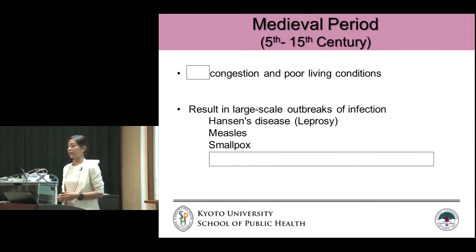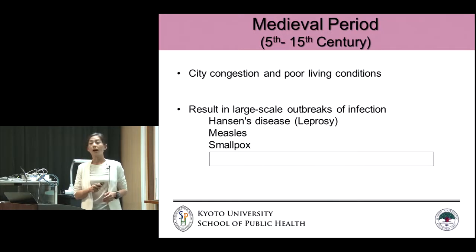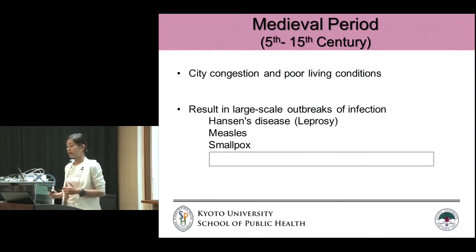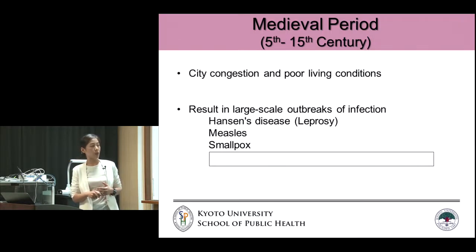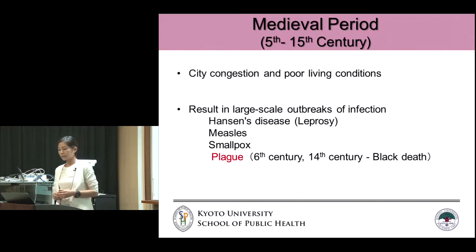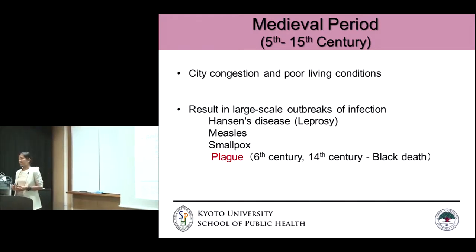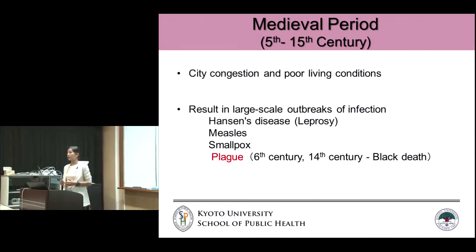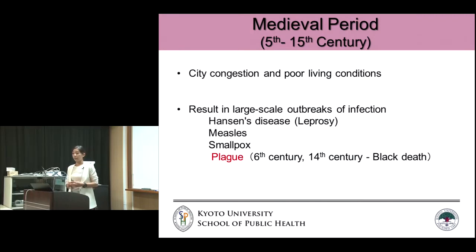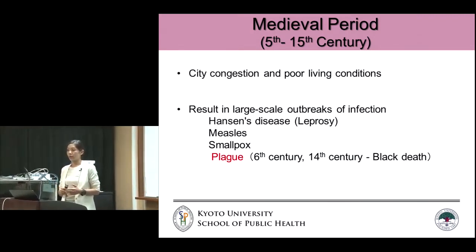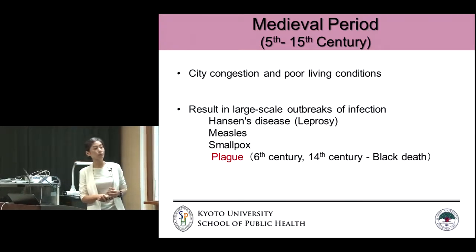So we now move to the medieval period. During the time of the medieval period, roughly from the 5th to 15th century, humans were living in a more congested city with poor living conditions, and this resulted in large-scale outbreaks of infections. Some examples are Hansen's disease or leprosy, measles, smallpox, and plague. The first well-documented plague was in the 6th century. It was estimated to kill up to 10,000 people according to historical records. However, the most devastating and deadliest during those times was the so-called Black Death of the 14th century.